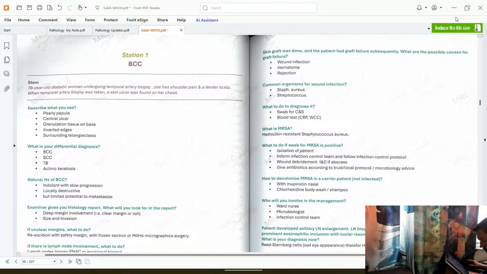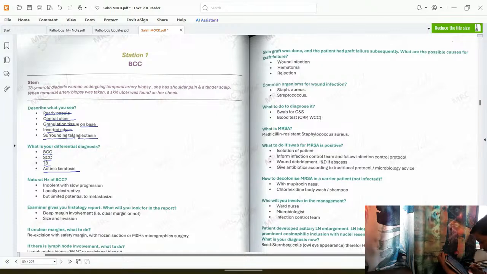It is a pearly papule with a central ulcer, granulation tissue on the base, an inverted edge, and surrounding telangiectasia. Differential diagnosis: basal cell carcinoma, squamous cell carcinoma, tuberculosis, actinic keratosis.